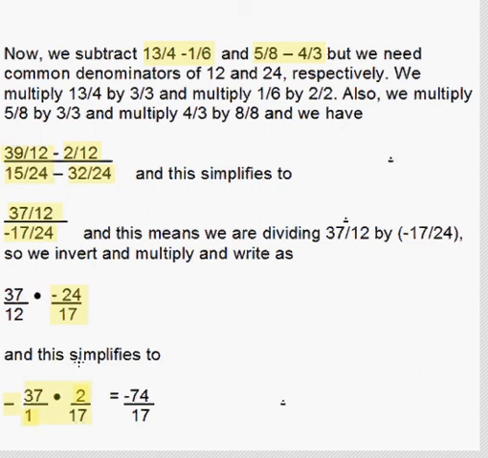We can't do any more canceling, so now we multiply numerators together and multiply denominators together. 37 times 2 is 74. 1 times 17 is 17, and we have the minus sign associated with our answer, negative 74/17.